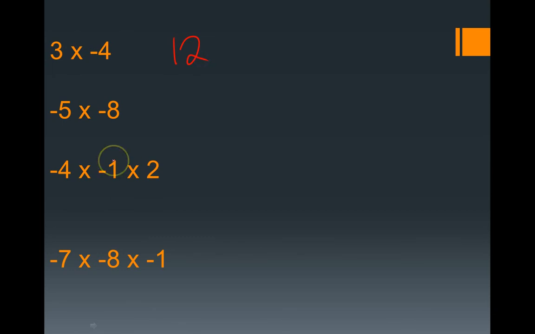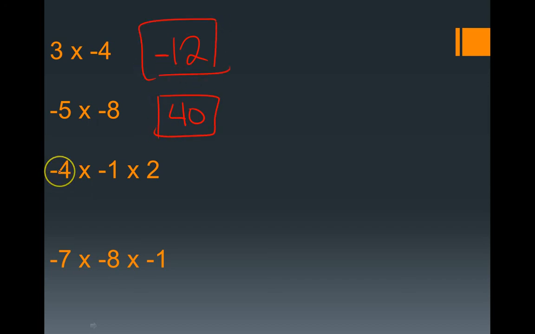Then we count the number of negative signs. We just have one negative sign right here, so that's an odd number. 1 is odd, and that means my answer is negative. Here, 5 times 8, that's 40. Count the number of negative signs. That's 1, 2. 2 is an even number, so my answer is positive.